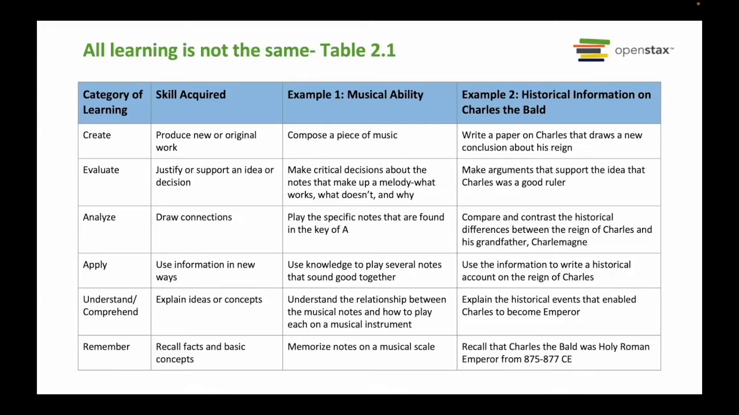Second to last, understand/comprehend. Skill acquired, explain ideas or concepts. Example 1, understand the relationship between the musical notes and how to play each on a musical instrument. Example 2, explain the historical events that enabled Charles to become emperor. And lastly, remember. Skill acquired, recall facts and basic concepts. First example, memorize notes on a musical scale. Example 2, recall that Charles the Bald was Holy Roman Emperor from 875 to 877 CE.